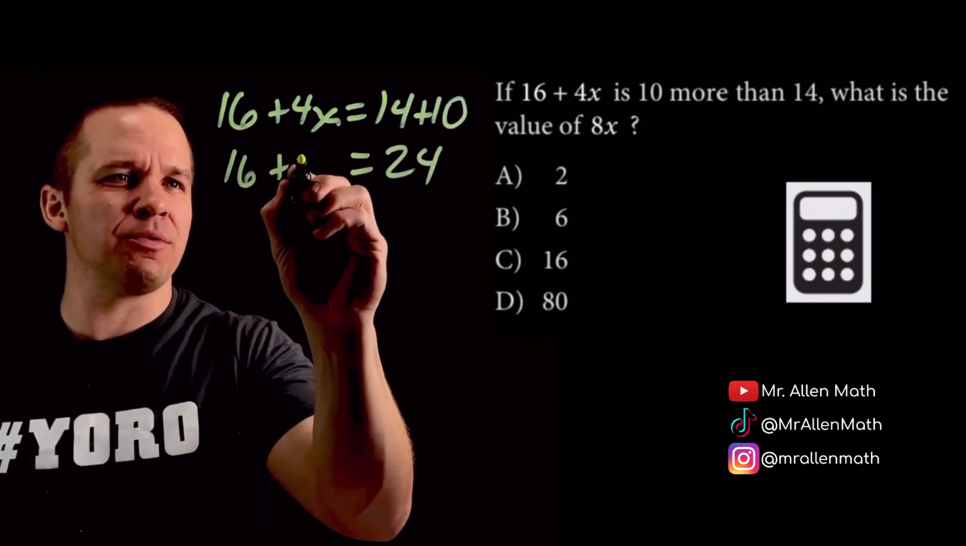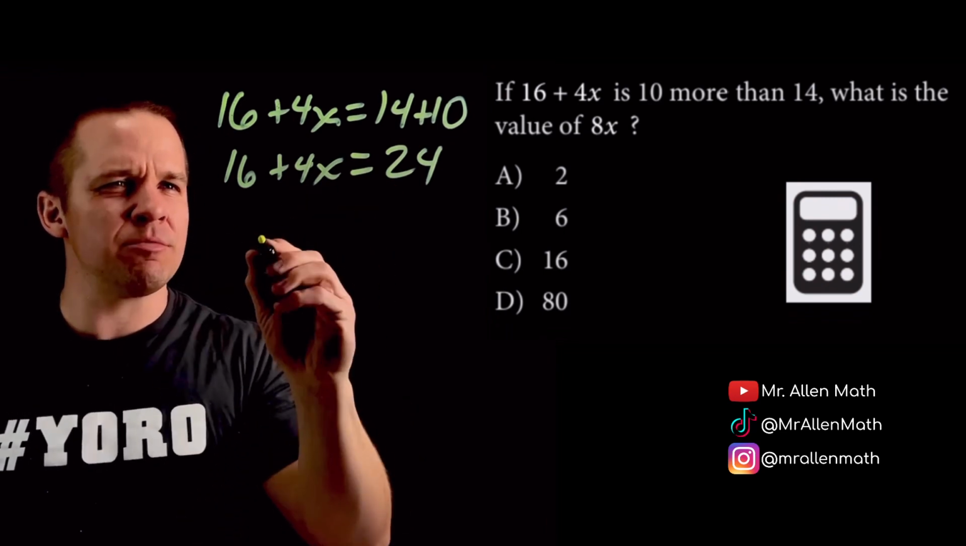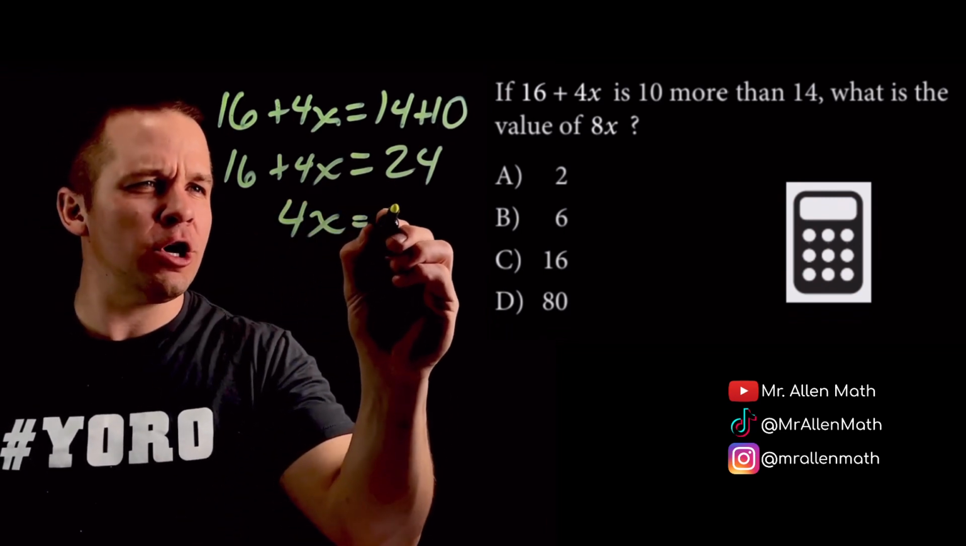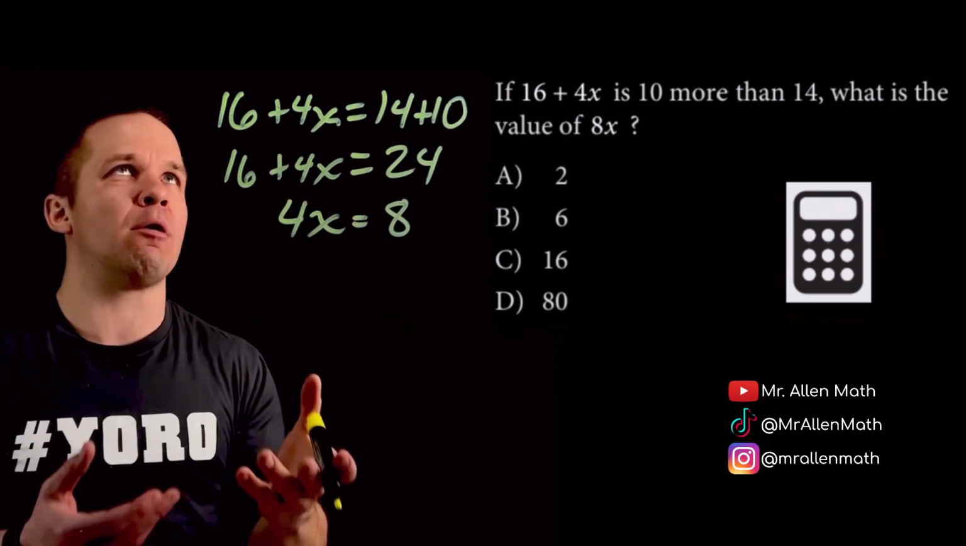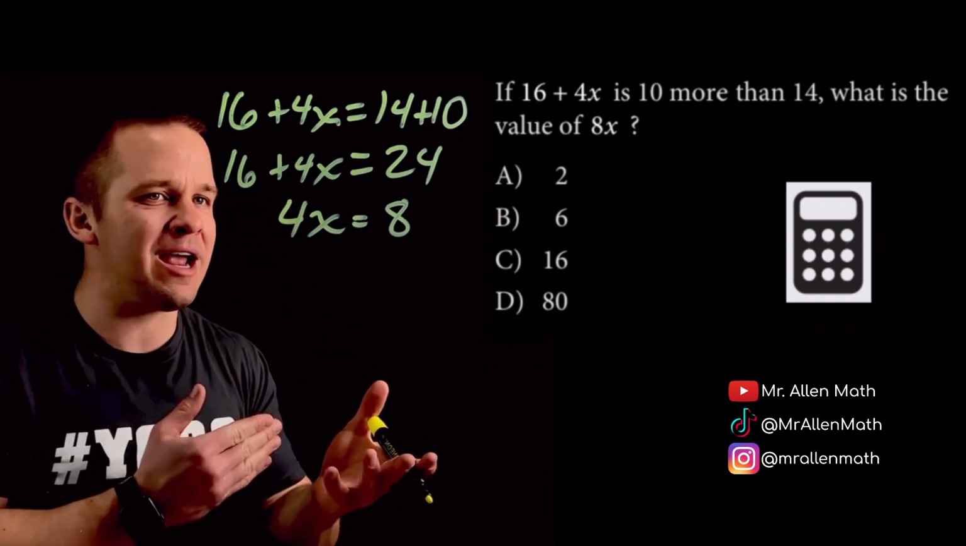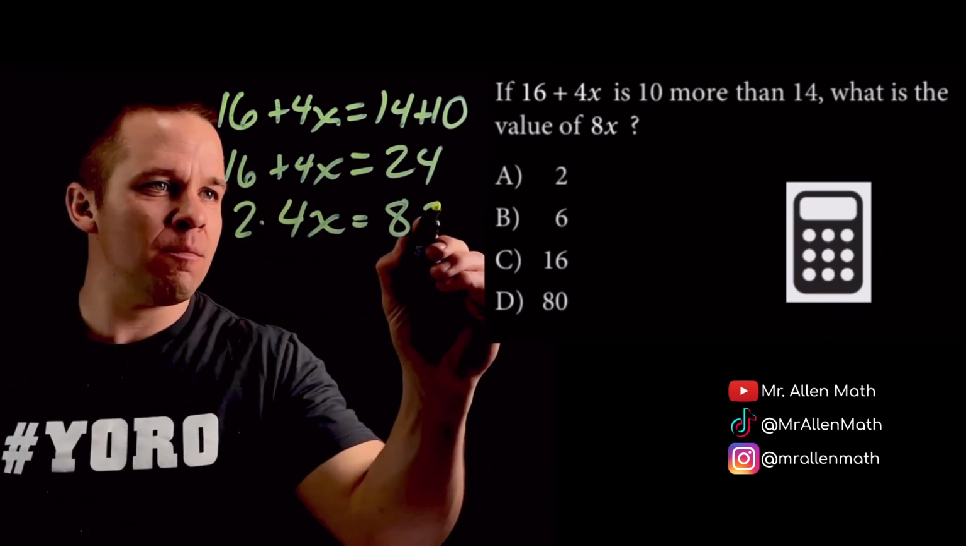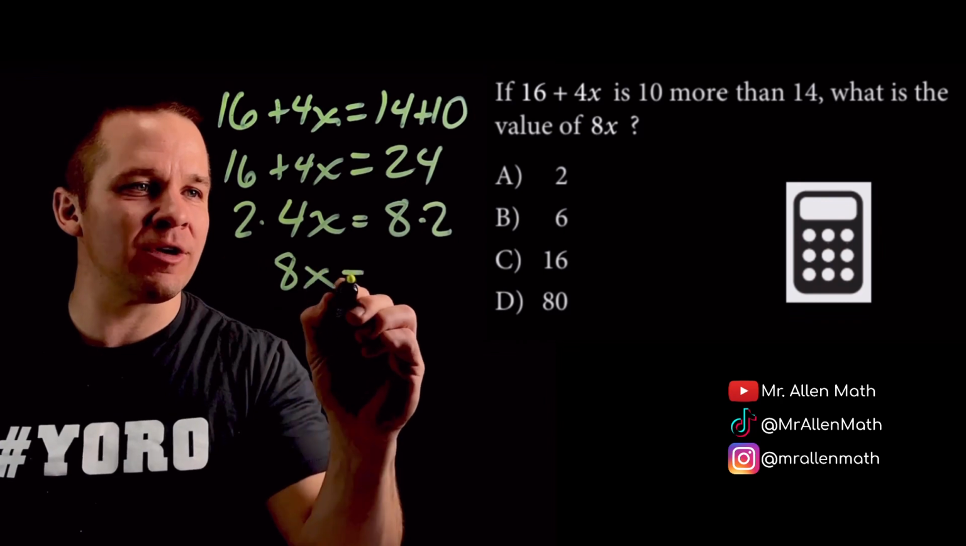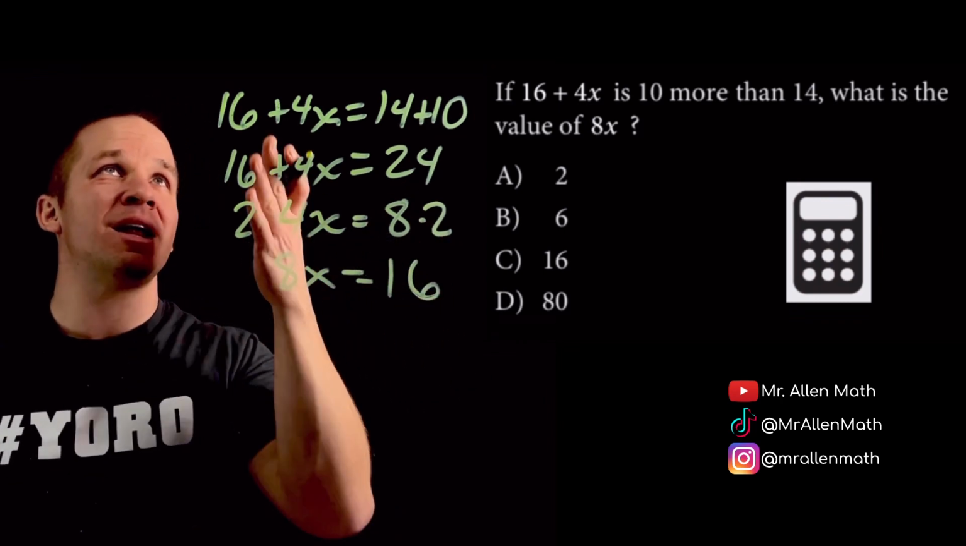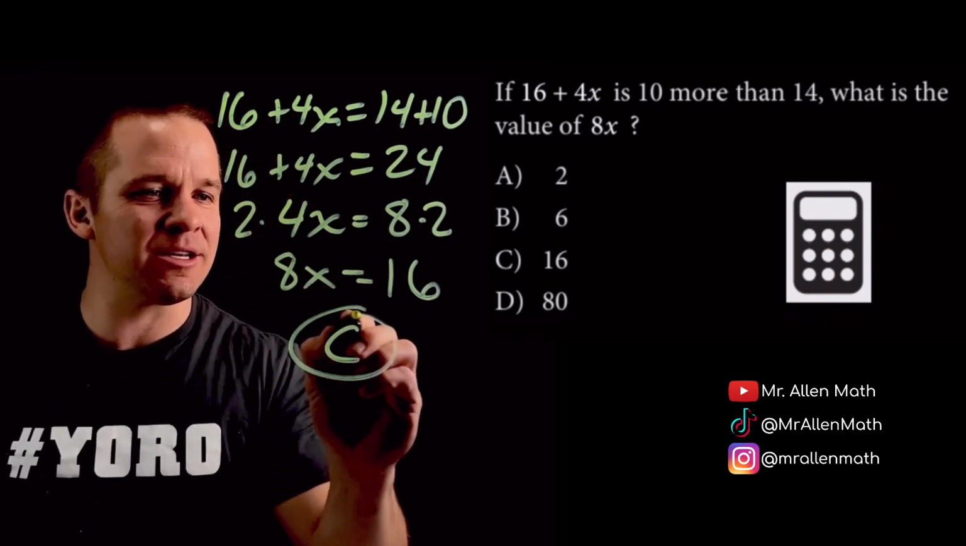We still have 16 plus 4x on this side. Now I'm going to subtract 16 from both sides. And I could just go about solving for x here, but remember the question is, what's the value of 8x? Well, if I were to double both sides, now I got 8x over here, and boom, we got 16 right here. The choice is C. That is cool as a cucumber.